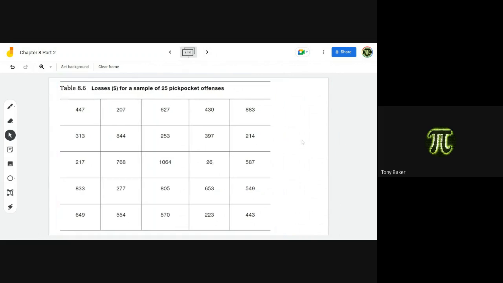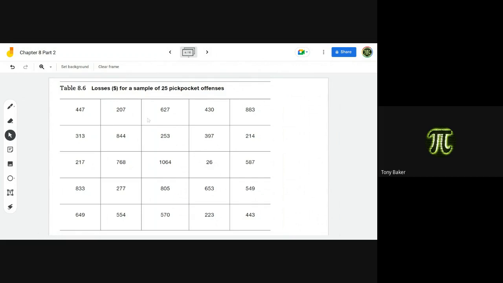Okay. So this is losses for a sample of 25 pickpocketing offenses. So this is what somebody's pickpocketed. How many values do I have there? I have 25. Is that above 30? No. That is less than 30. So we have to determine if it's normally distributed.